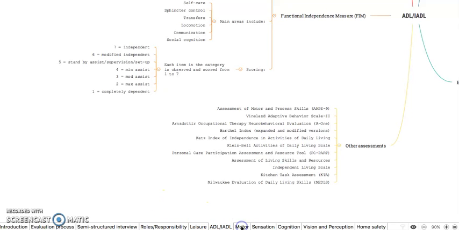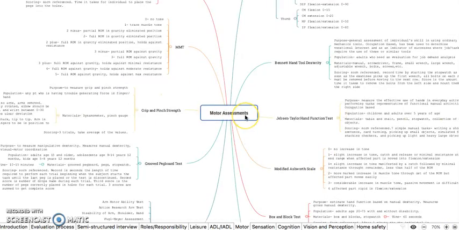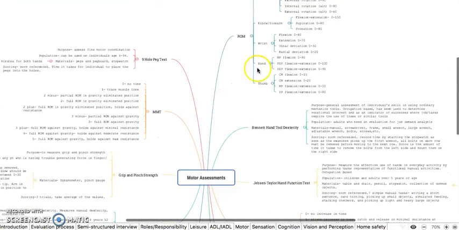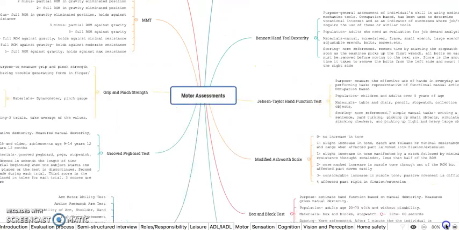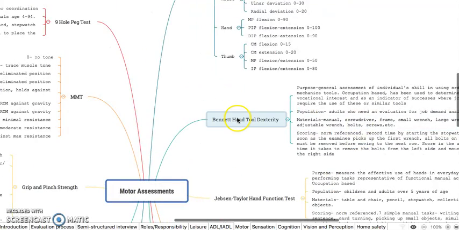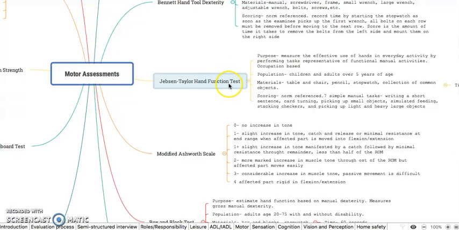Okay, now we're going to look at some of the motor assessments that we covered this semester. There's quite a few. We also added range of motion from last semester with the values here. In class, we went over the Bennett hand tool dexterity assessment. And this is the general assessment of an individual's skills in using ordinary mechanic tools, and it's occupation-based. We also looked at the Jebsen-Taylor hand function, and its purpose is to measure the effective use of hands in everyday activities.